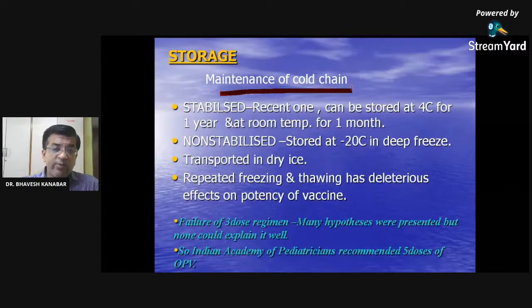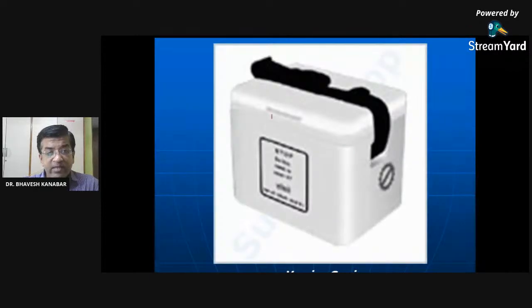All the vaccines are stored in the ILR, that is the ice-lined refrigerator, between 2 to 8 degrees centigrade. This is the vaccine carrier, which you may have seen in a polio booth also, into which oral polio vaccine as well as other vaccines are carried in Mamta sessions, and it is used for immunization in the field.